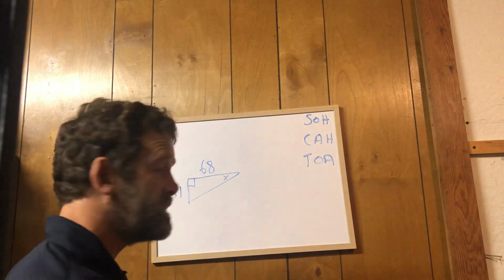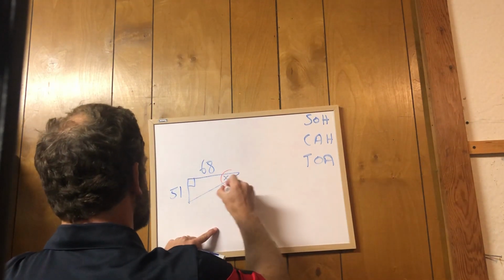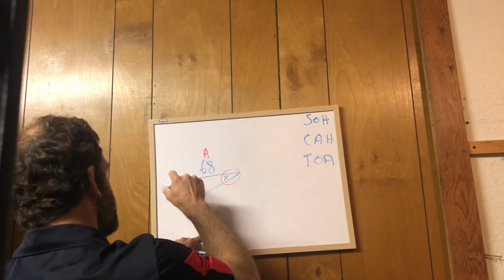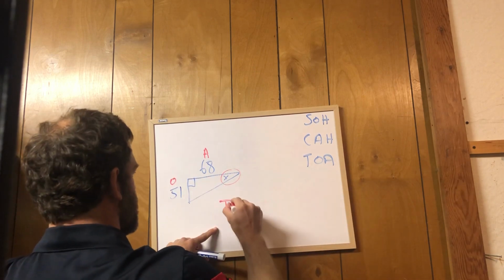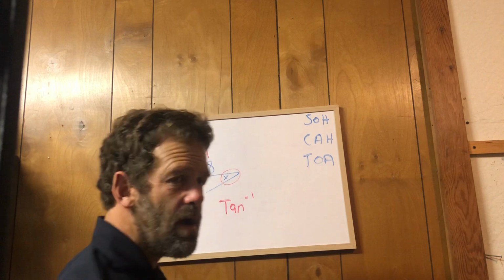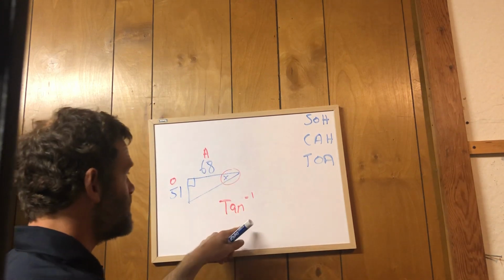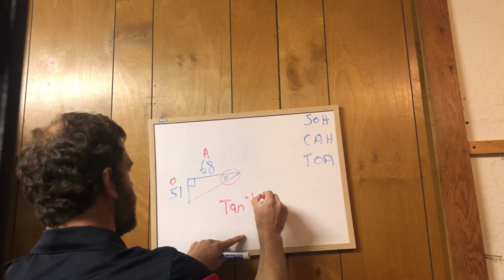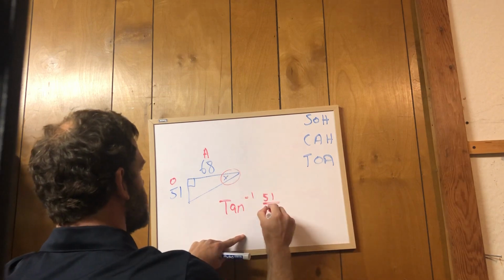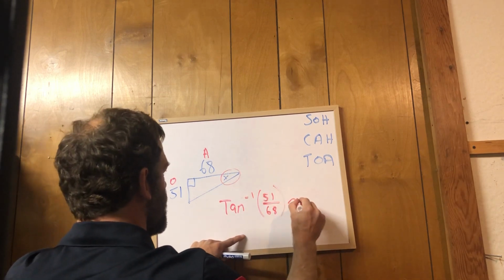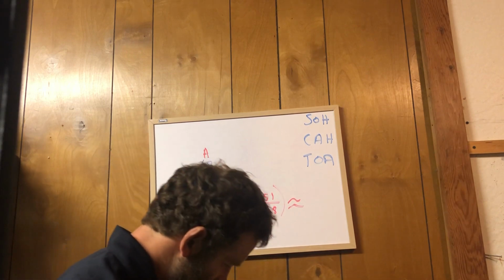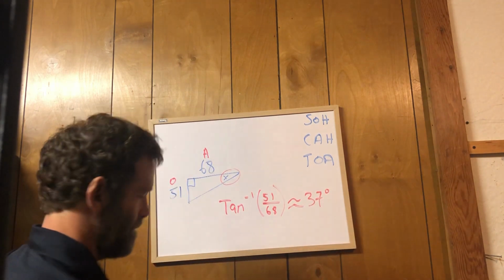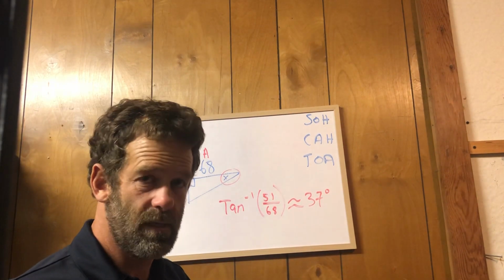Okay. If you paused it, you should have set it up from this angle right here. This is my adjacent. This is my hypotenuse, but I don't need this. And this is my opposite. So tangent, and it's the inverse on your calculator. Why? Because you're trying to find the angle. Tangent is the only one that has an opposite and adjacent. So tangent is equal to opposite, which is 51, over adjacent, which is 68. This is what you plug into your calculator, and you're going to get approximately 37 degrees. That's how you find missing angles.